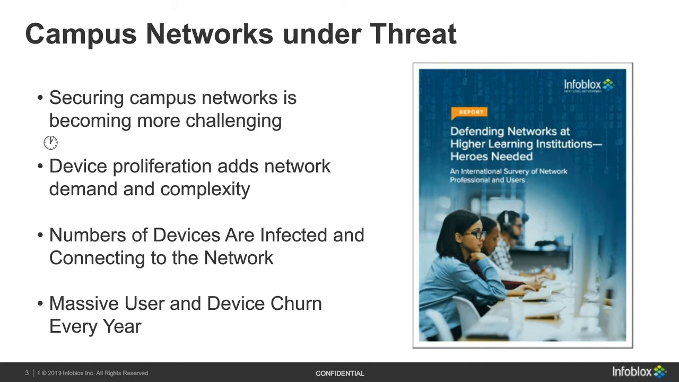Another problem stated in the survey was massive user and device turnover, or churn, every year. 25% or more of the users change each and every year, and this makes sense. As new students join the school, the existing students graduate, so you do have that constant churn. And so when you have this constant flow of new devices to detect, scan, and manage, putting that strain on doing that, a lot of these are already infected.